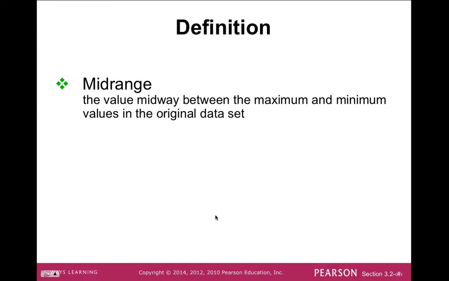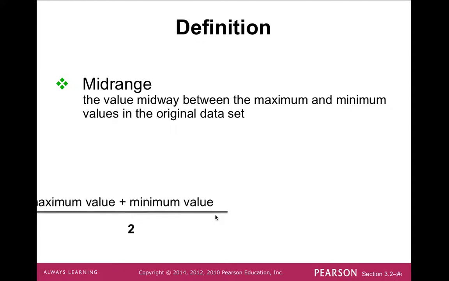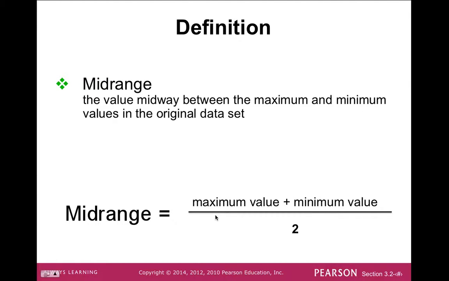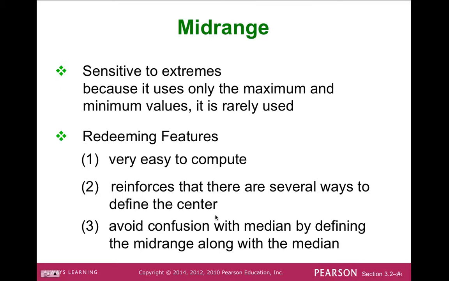Mid-range. Mid-range is the value midway between the maximum and the minimum values in the original data set. So there's a simple equation for calculating this. To calculate the mid-range, you'll take your maximum value in your data set, you'll add it to the minimum value in your data set, and you'll divide by 2. And that'll give you your mid-range.